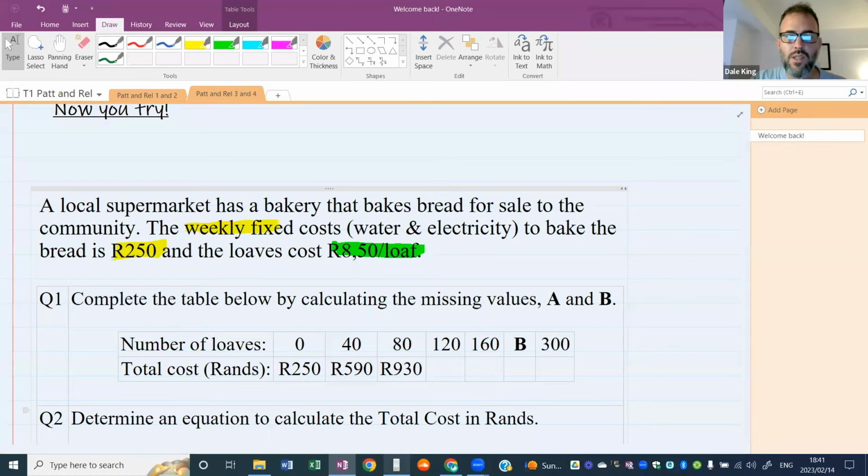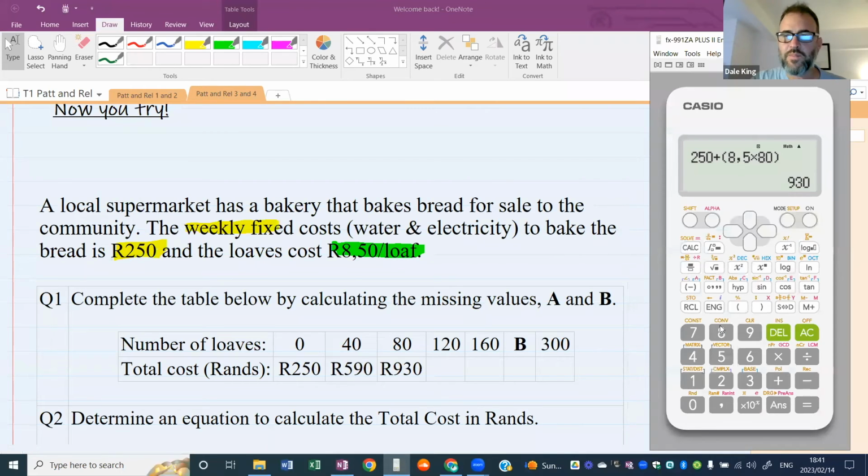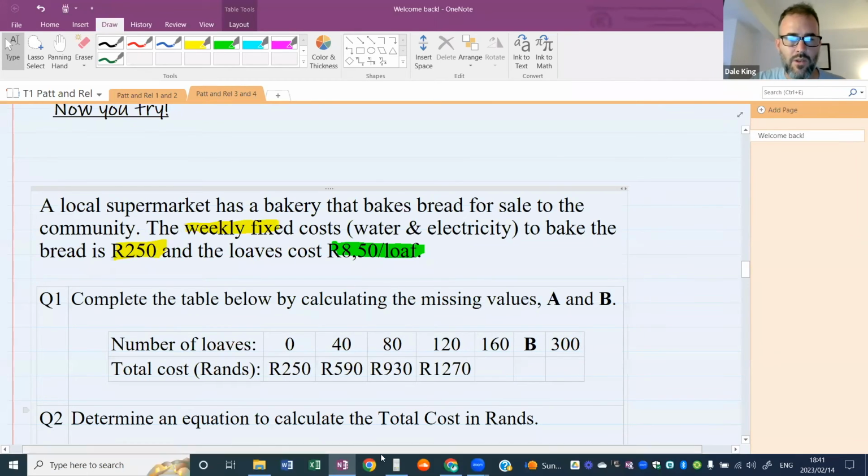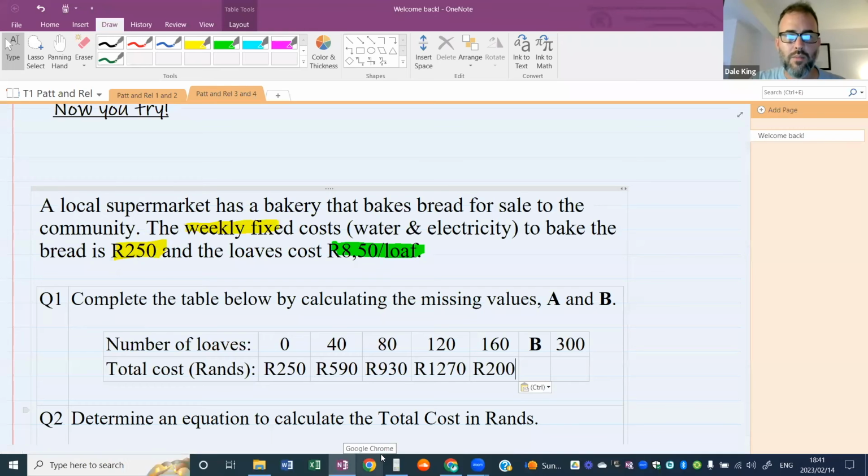Okay, what if we have 120? Now 120 was A, all right? 120 was A, so let's put in 120 using our formula from the question. Whew, we should get 1,270. That is huge. 1270. All right, guys, I'm in the wrong business. I should be baking bread.